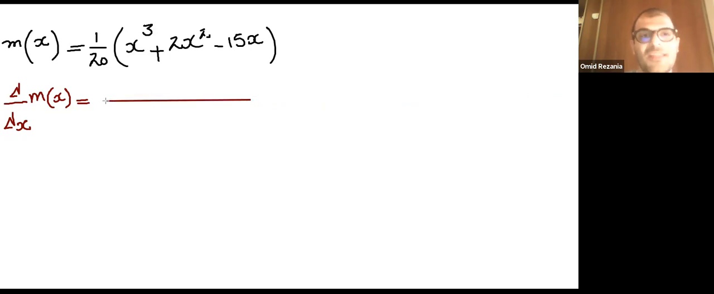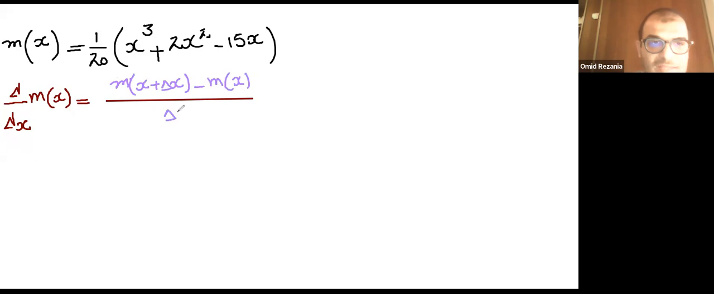Okay. Now, when we want to find this instantaneous rate of change for this function, the thing you have to do is this. You come right away and say, wherever you see x in the function, you put x plus delta x, minus m of x, over delta x. However, you have to push delta x to 0.